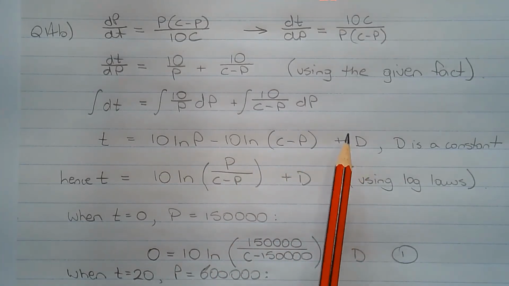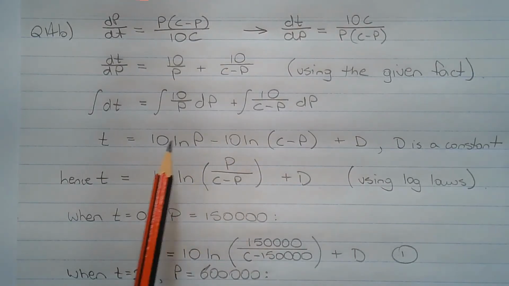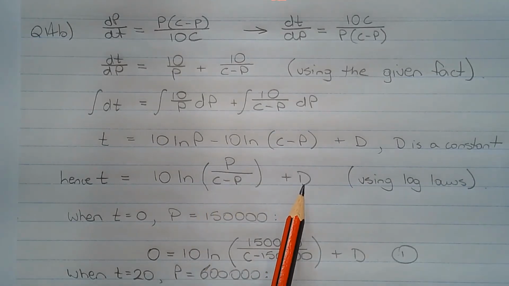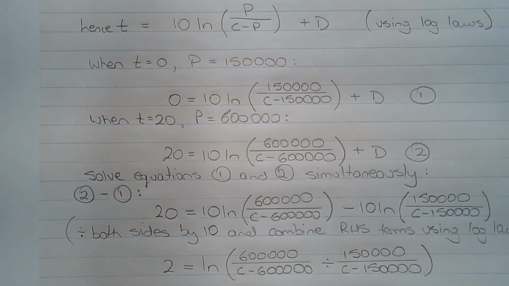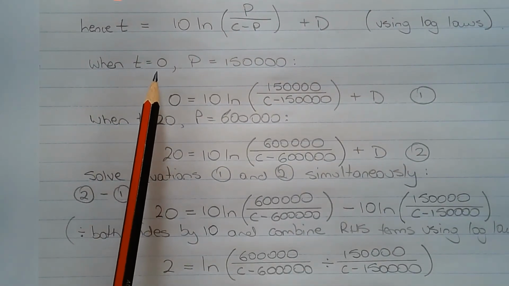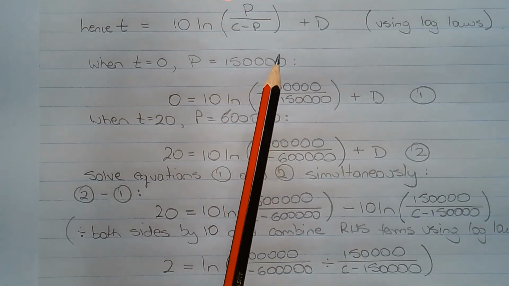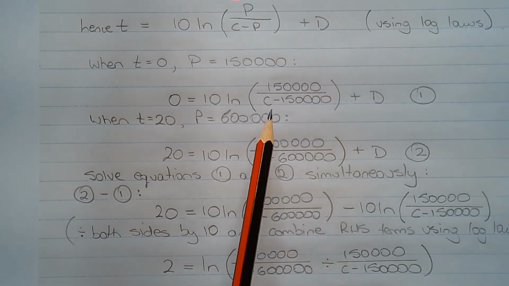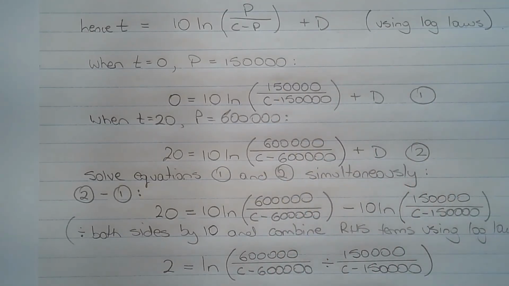And I've used the letter D so as not to confuse it with the letter C here. Now combining the two terms on the right hand side using log laws, since they both involve natural logarithms, t equals 10 ln of P over (C minus P) plus the constant D. Now when t equals 0, that's the initial population, 150,000, we can substitute t equals 0 and P equals 150,000 into this equation, and we get 0 equals 10 ln of 150,000 over (C minus 150,000) plus the constant D, and we'll call that equation number 1.